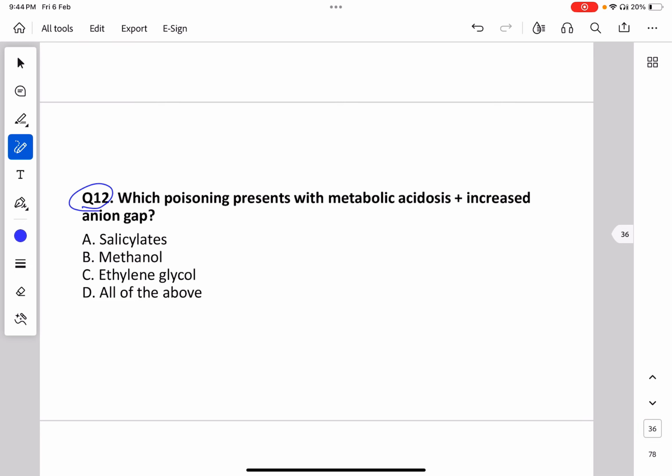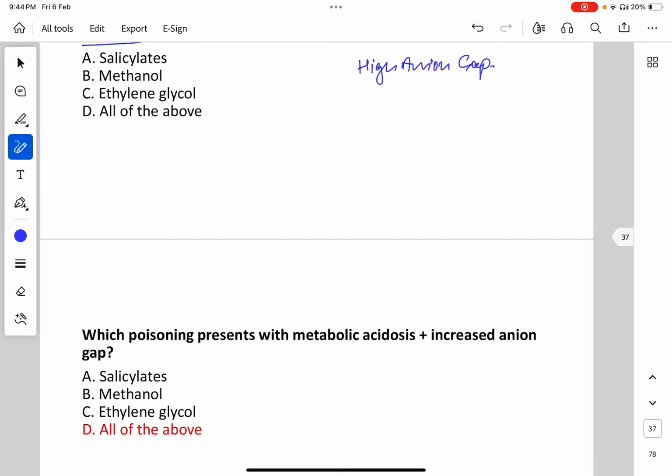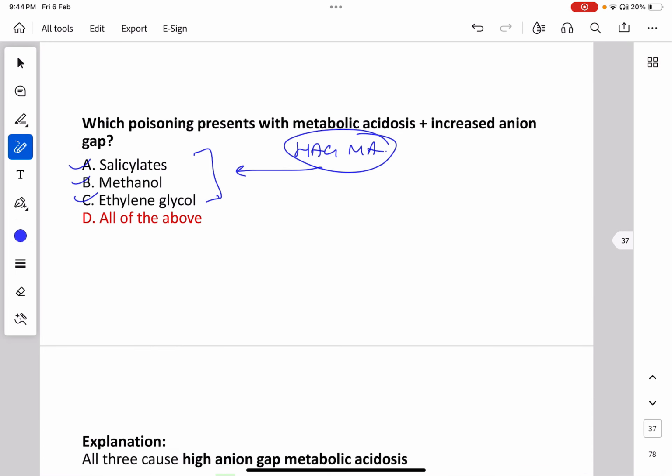Which poisoning presents with metabolic acidosis plus increased anion gap? Increased anion gap is also known as high anion gap. High anion gap metabolic acidosis, that is HAGMA, is seen with all of these: salicylates, methanol, and ethylene glycol.